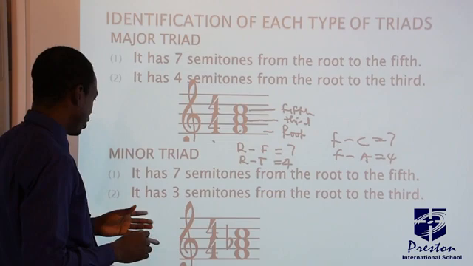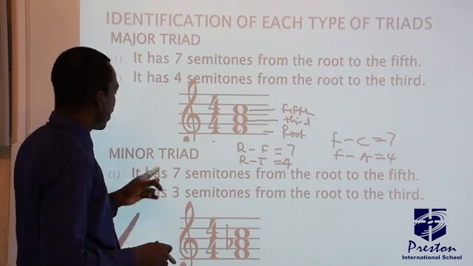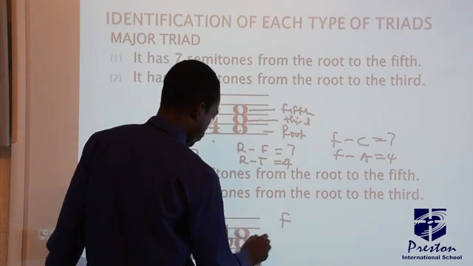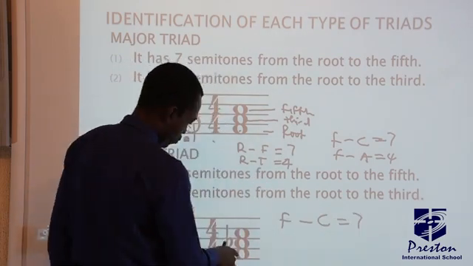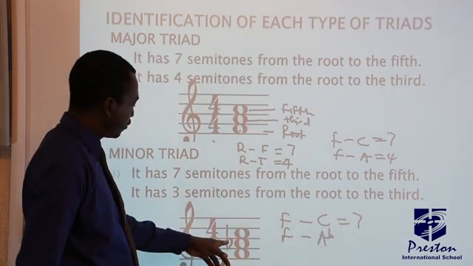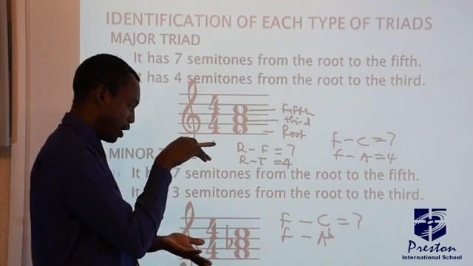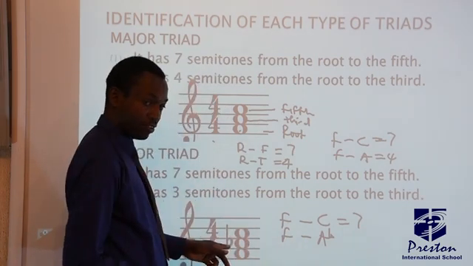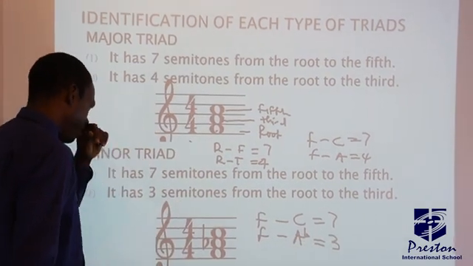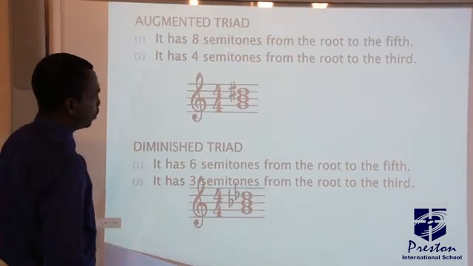How will I be able to identify a minor triad if I see one? Look at it. From root to the fifth, it gives you 7 semitones, and from root to the third, it gives you 3 semitones. So from F to C, it's 7 semitones. From F to A flat, mind you, all these accidentals are very important. If you see any sharp or flat, make sure that you calculate your semitones to that particular note. This is not A, this is A flat. From F to A flat, it's going to give you 3 semitones. So if you have this, then you know that type of triad is a minor triad.